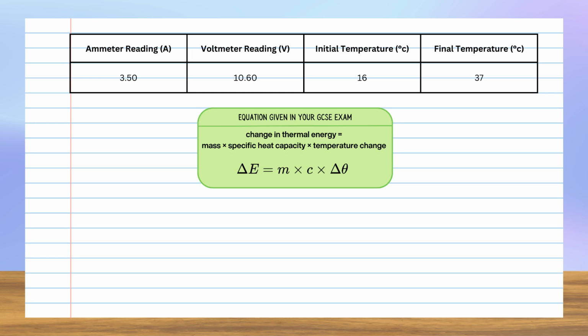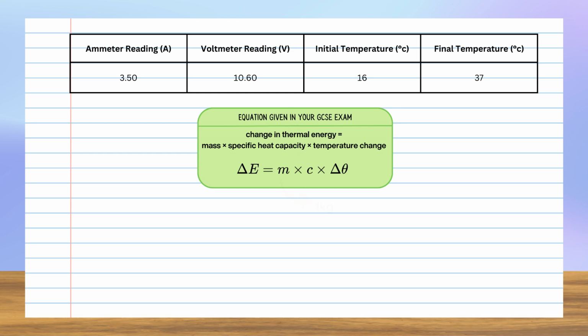Recall that the equation for change in thermal energy is mass multiplied by specific heat capacity multiplied by temperature change. As we can identify the values for change in thermal energy, mass and temperature change, we can rearrange this equation to find the specific heat capacity. Let's break this down carefully.